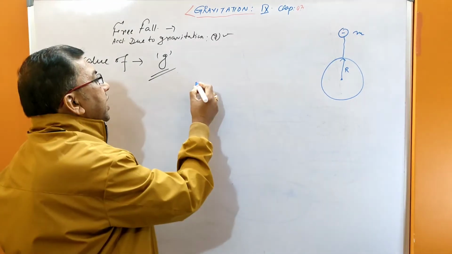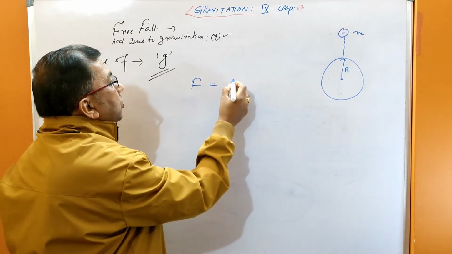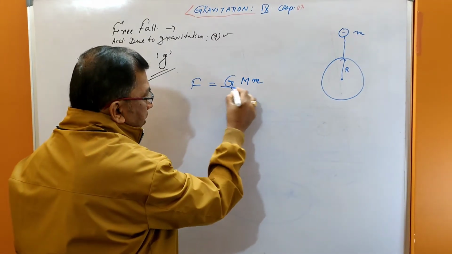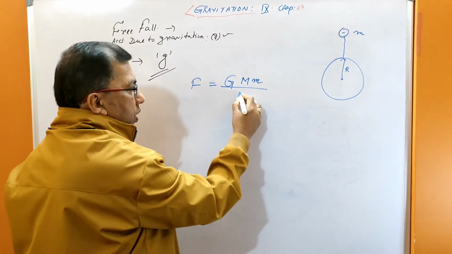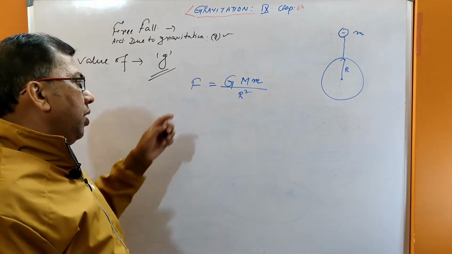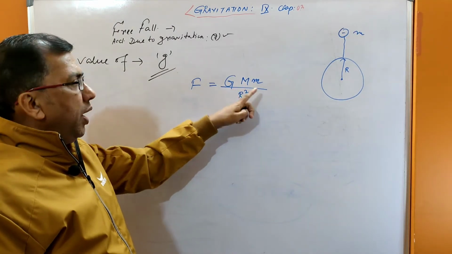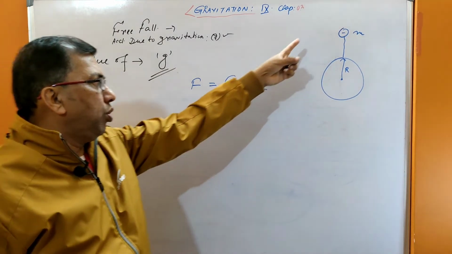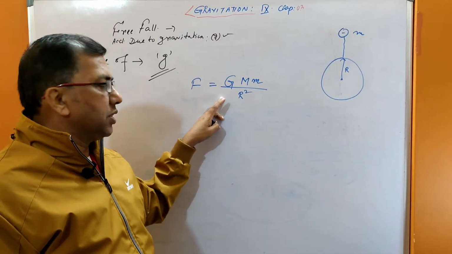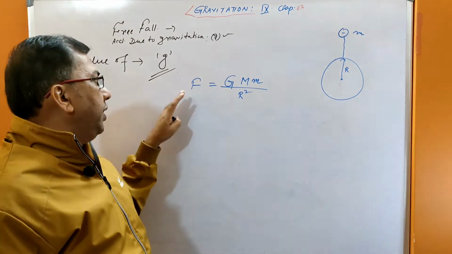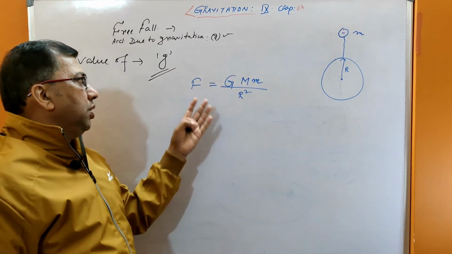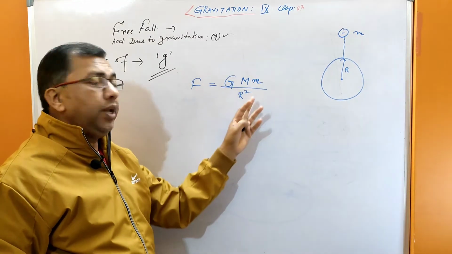In that case, the force of attraction is F equals G M m by r square. This is the radius of the earth, M is the mass of the earth, m is the mass of the object, and G is the universal gravitational constant. So the force of attraction between this body and earth is F equals G M m by r square.